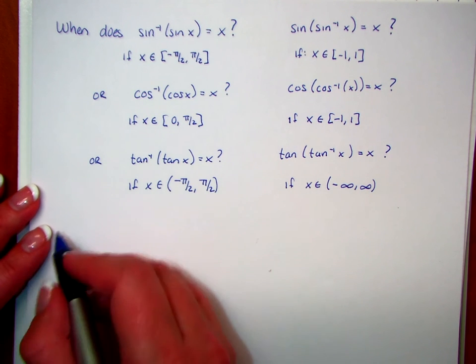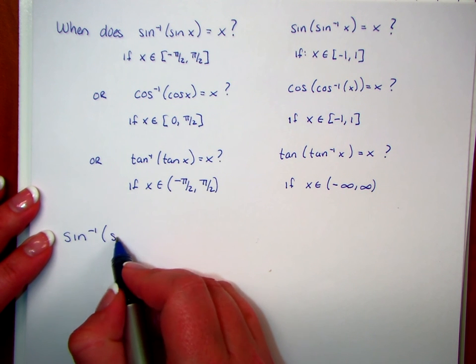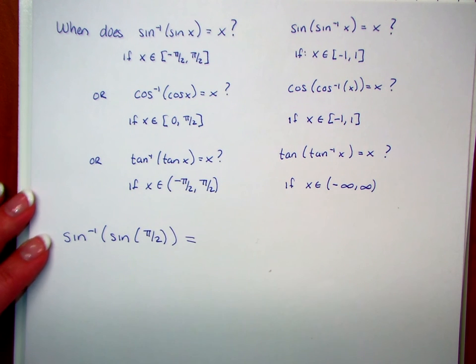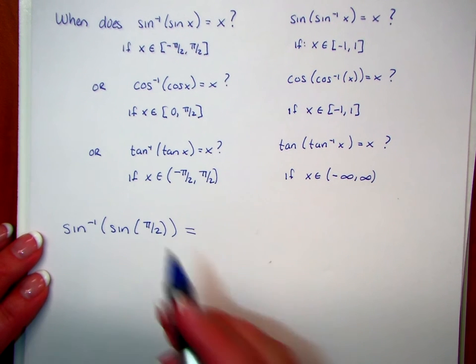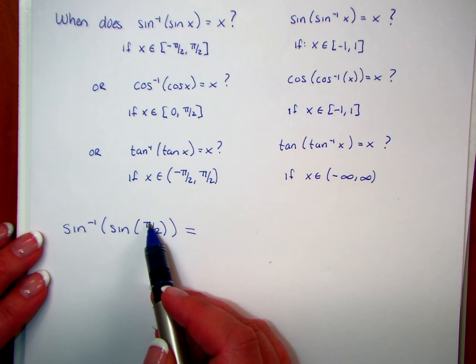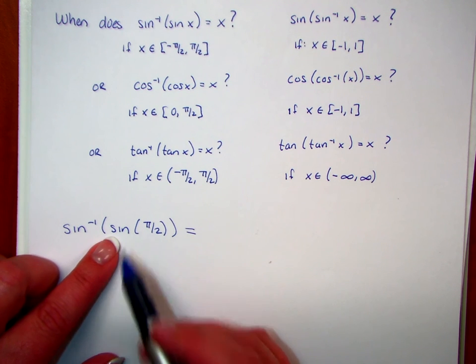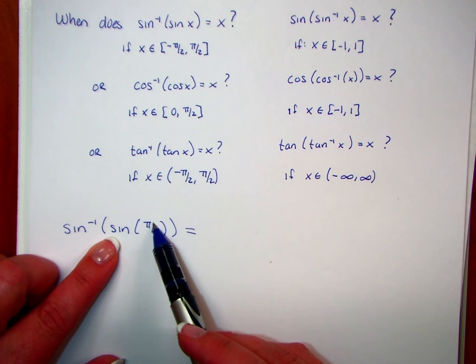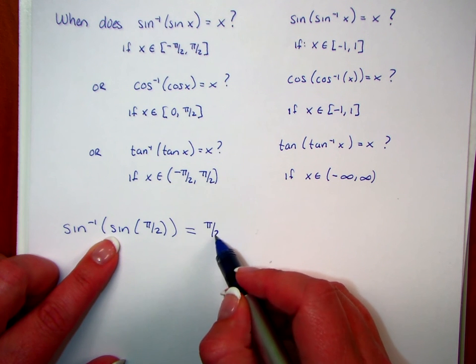Let's do sine inverse of sine of pi over 2. The question is, will they cancel and equal x, or won't they? We have a regular sine function inside, and the angle is pi over 2. Is pi over 2 in the restricted domain of sine? Looking up here, the restricted domain of sine includes pi over 2. So yes, these will cancel, and the answer is pi over 2.